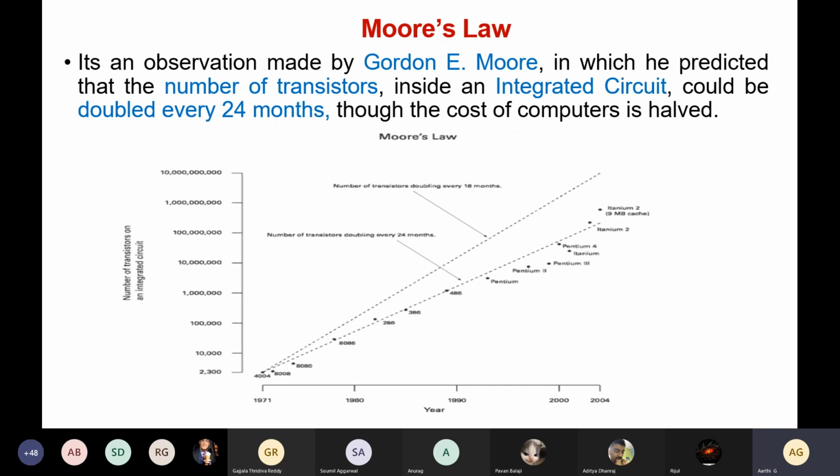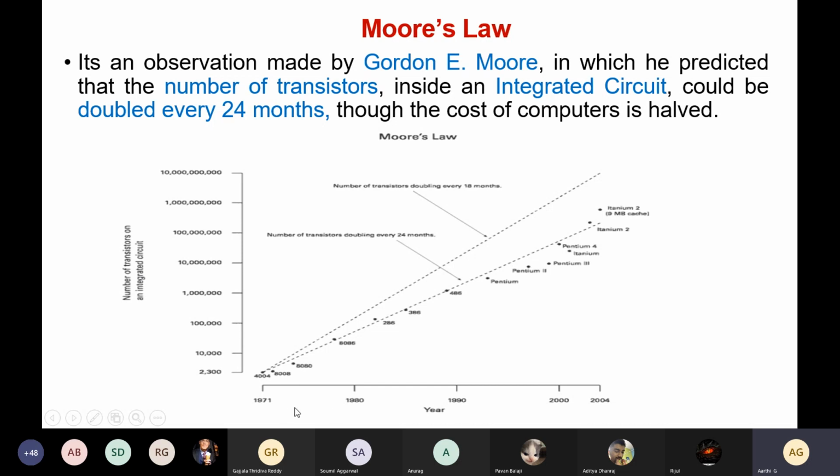According to Moore's law, there is a prediction that the number of transistors used inside an integrated circuit could be doubled every 24 months. So every year, the number of transistors used has increased. You see here, it is 2,300, 10,000, then 100,000. Like this, the number of transistors in an IC goes on.